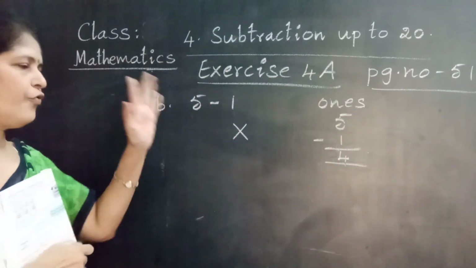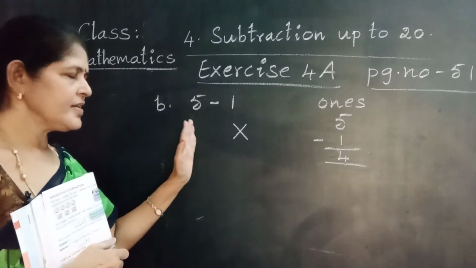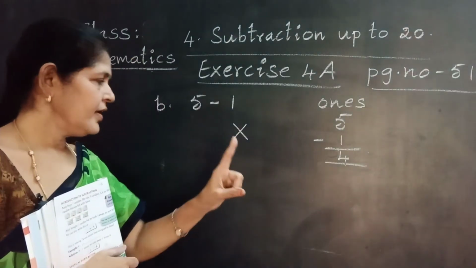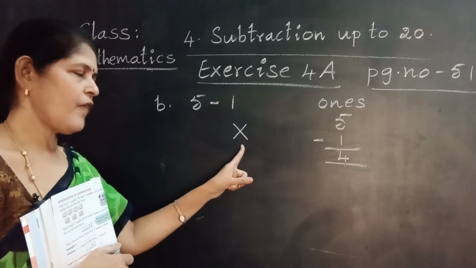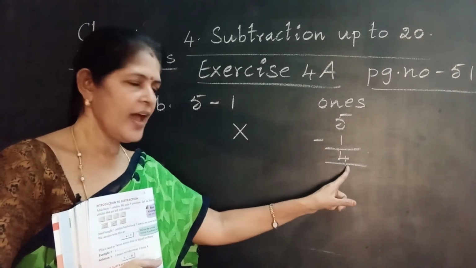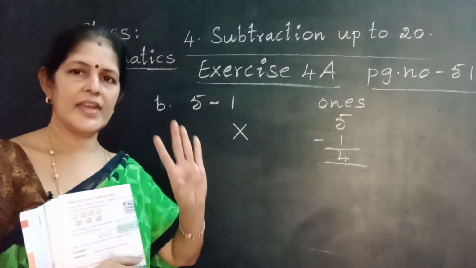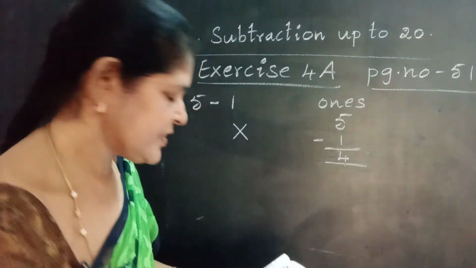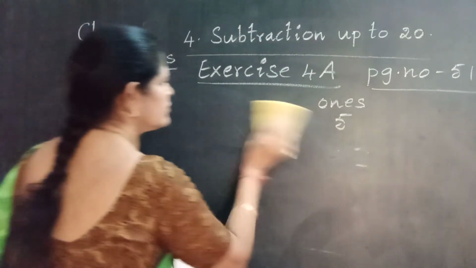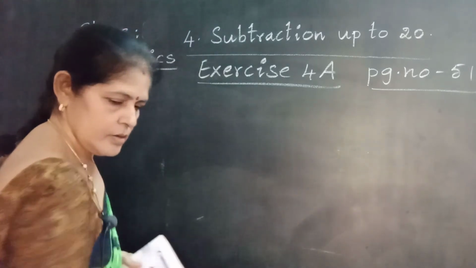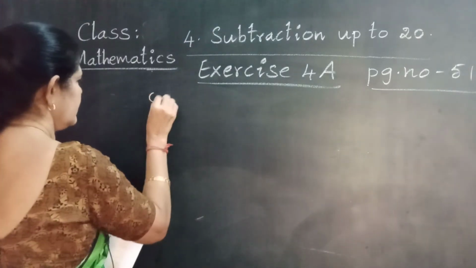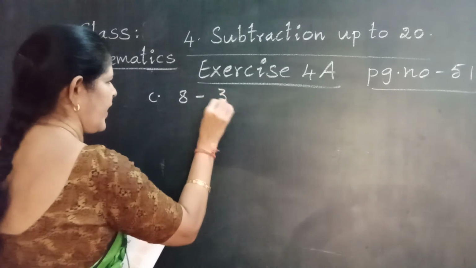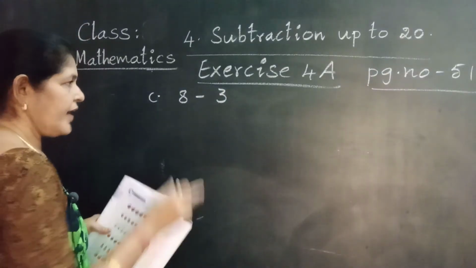I have 5 strawberries. I ate 1. That means crossed out 1 strawberry. How many are left? 4 strawberries are left. Go to C. What are those? Pears. 8 minus 3. How many are there? 8.